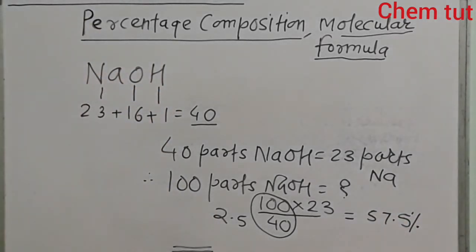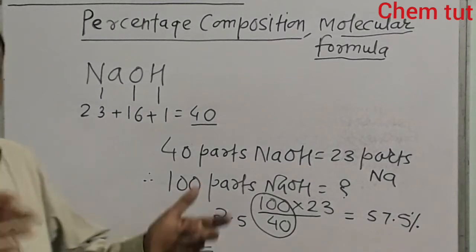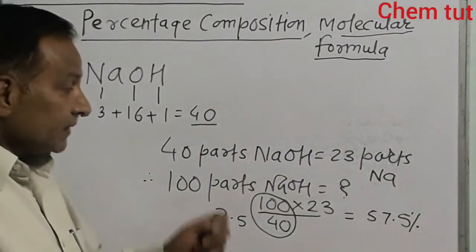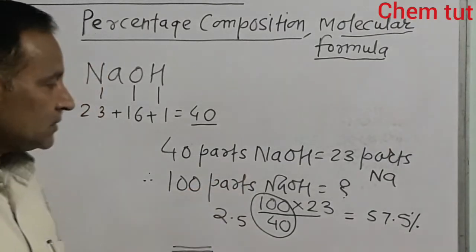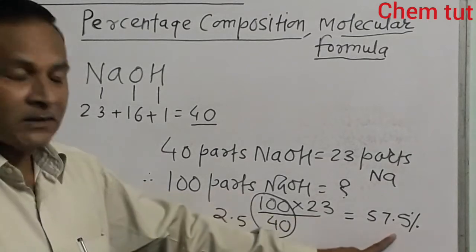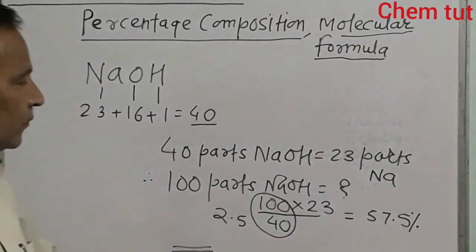The meaning of that is, in 40 parts of sodium hydroxide, the contribution made by sodium is 23 parts. And that's why if 100 parts of sodium hydroxide is considered, what is the contribution of sodium in 100 parts? The answer comes to be equal to 57.5.